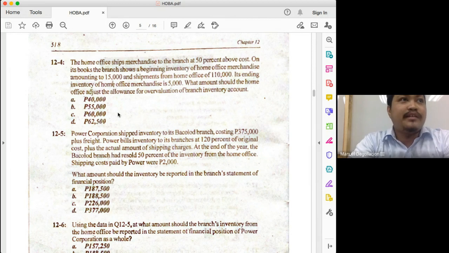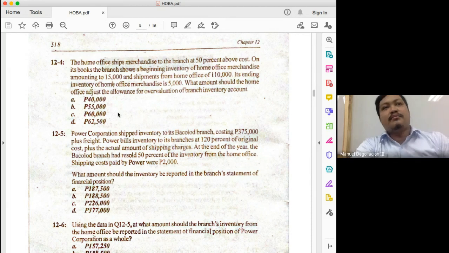Those amounts are based on the price given by the home office to the branch. It's very important to make a distinction between the billed price and the cost. The branch only knows of the billed price. And this is relevant in problems wherein there is a markup on the inventory or goods that are transferred by the home office to the branch. In the previous chapter, why is this not relevant? Because in the shipments made by the home office to the branch, no markup was added to the price given by the home office to the branch. But in problems for this chapter, the shipments of the home office will now include a markup.